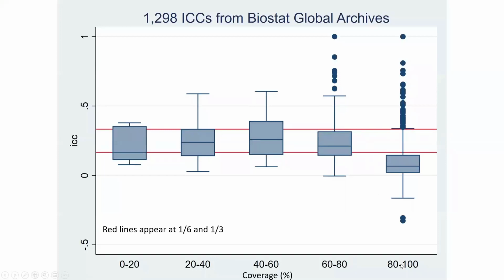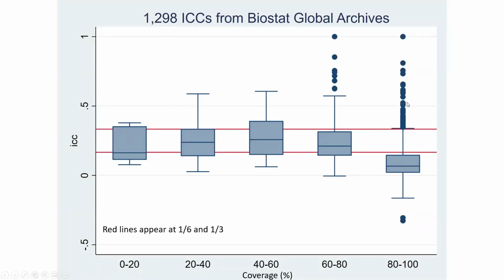So we can see here that when coverage is high, 3/4 or more of the ICCs are below 1/6, and all except the outliers are under 1/3. When coverage is lower, then these box plots creep up, and now instead of using the older conservative value, we probably need to use the newer conservative value or go even more conservative.